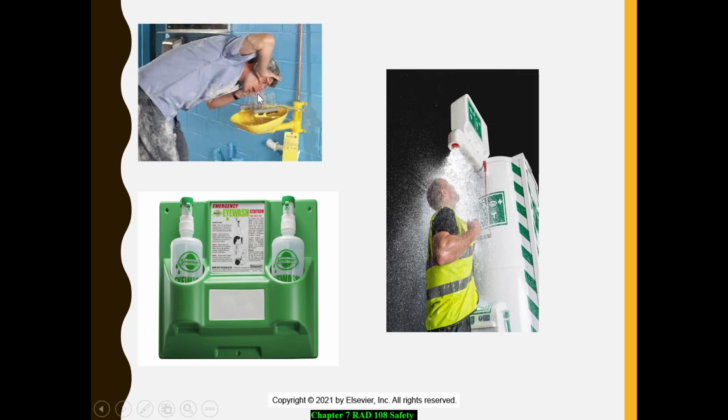So this is an example of an eye wash station. And this is an example of a shower that's used to remove chemicals from a person. And you may have eye wash stations that look like this. These are little bottles that you pull out and you just press on top, and a stream of water will flow out of that eye wash station.